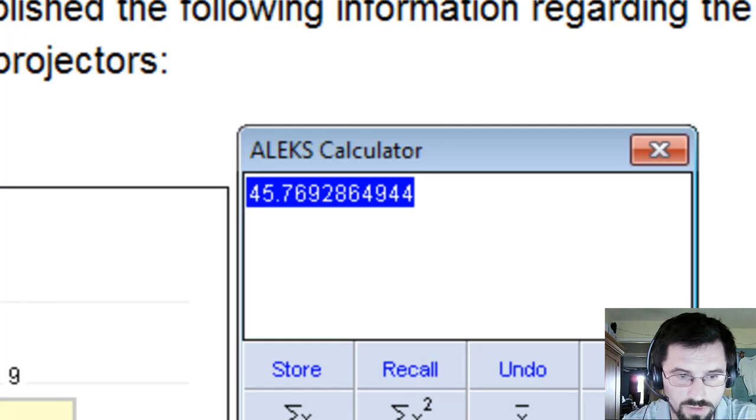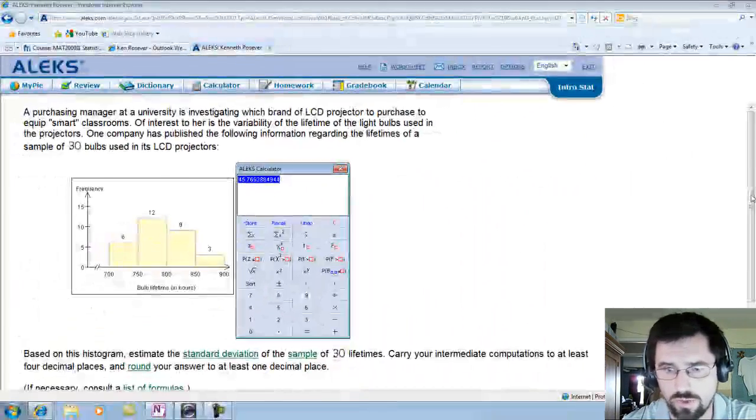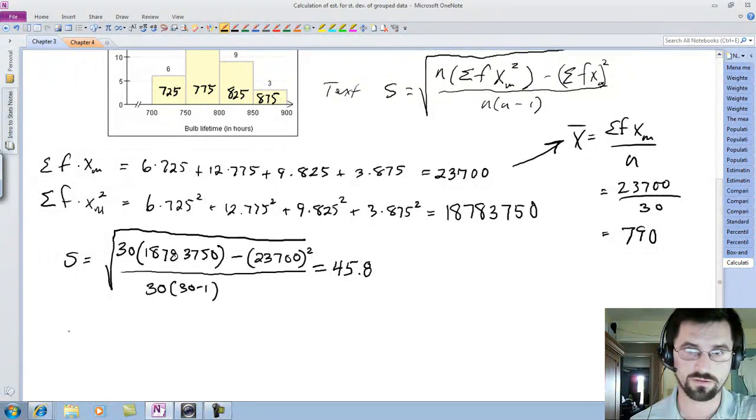It's 45.769. What do they want us to round it to? One decimal place at least. So we'll call it 45.8. Okay, so we got that using the textbook formula.